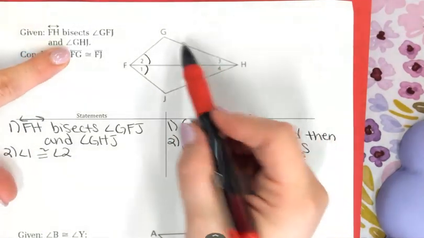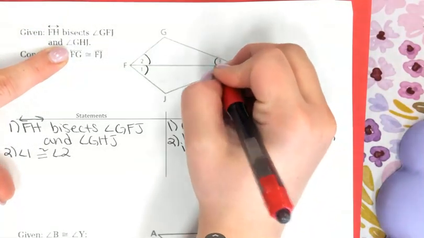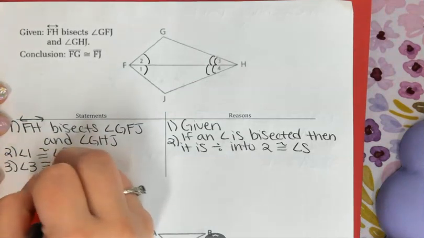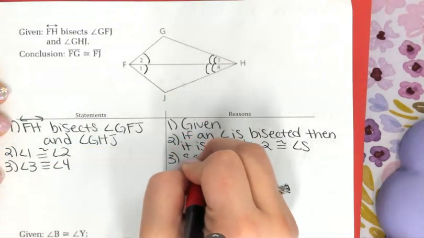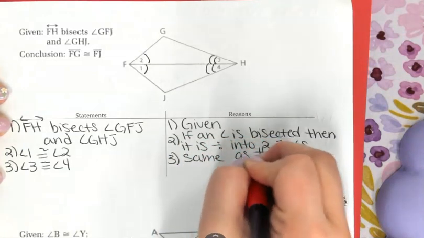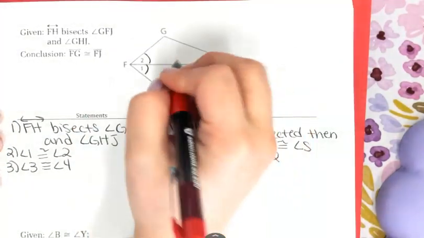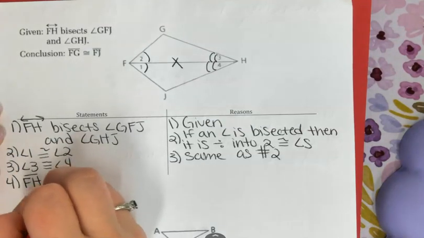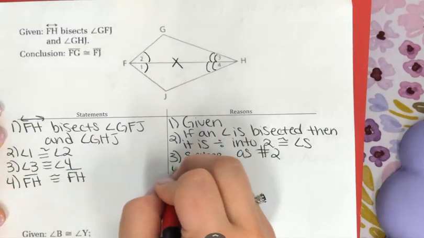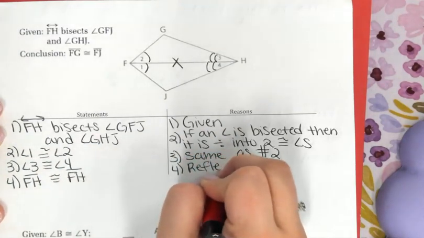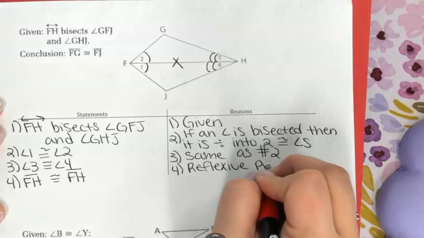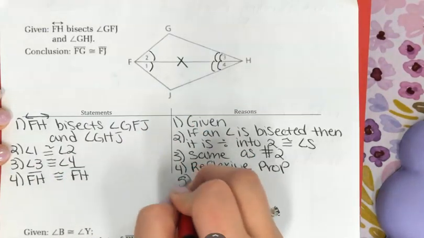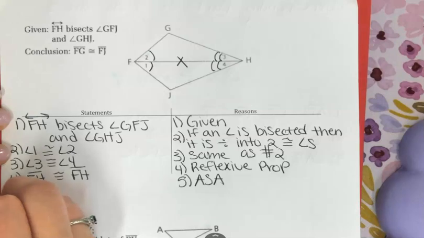The other part of my given was that angle GHJ was being bisected, so I know that angle 3 and angle 4 are also going to be congruent for the same reason as number 2. Okay, I can also see that once again they are sharing a side. So FH is going to be congruent to FH, and the reason is the reflexive property. So what I now have is angle side angle, which shows triangles are congruent.